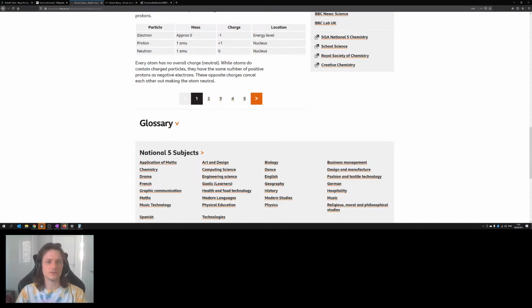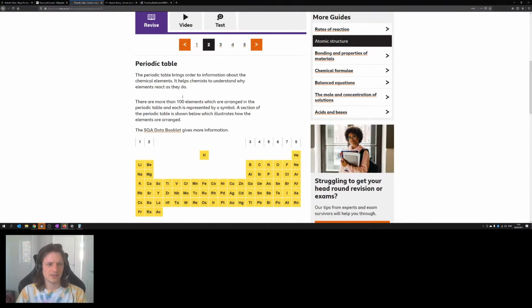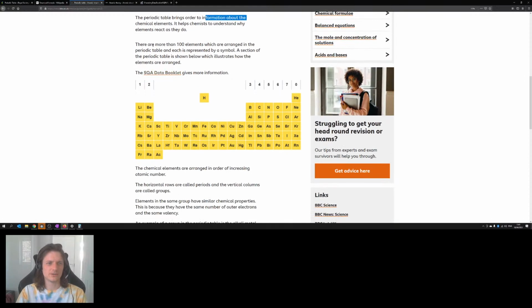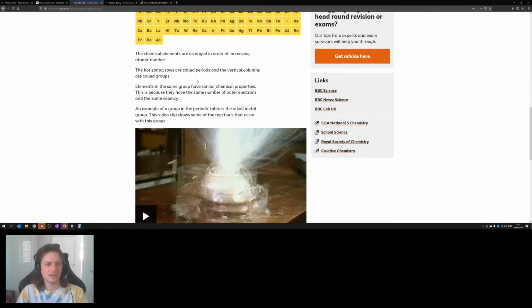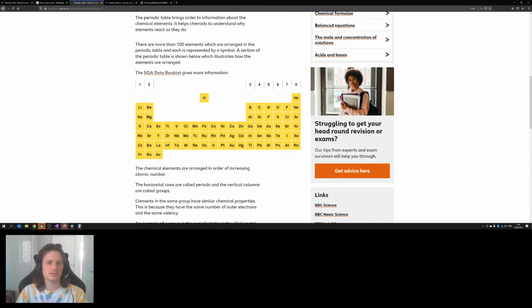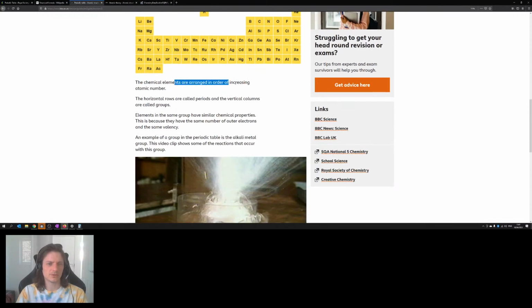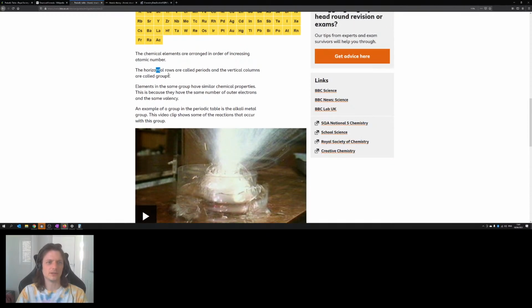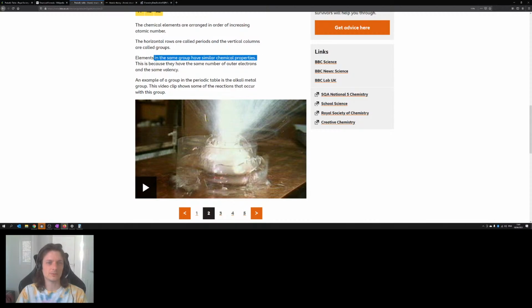Right, every atom has no overall charge. Okay, we know that now. The periodic table brings order to information. There are more than 100 elements which are arranged, represented by a symbol. Chemical elements are arranged in order of increasing atomic number. The horizontal rows are called periods and the vertical columns are called groups. Okay, elements in the same group have similar chemical properties. This is because they have the same number of outer electrons and the same valency.